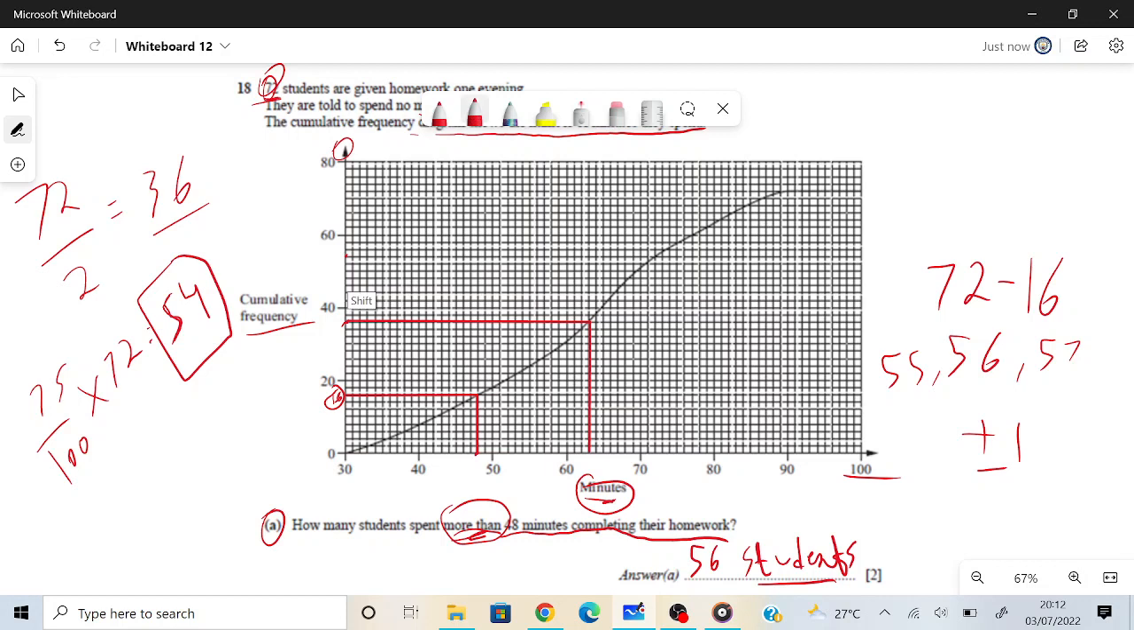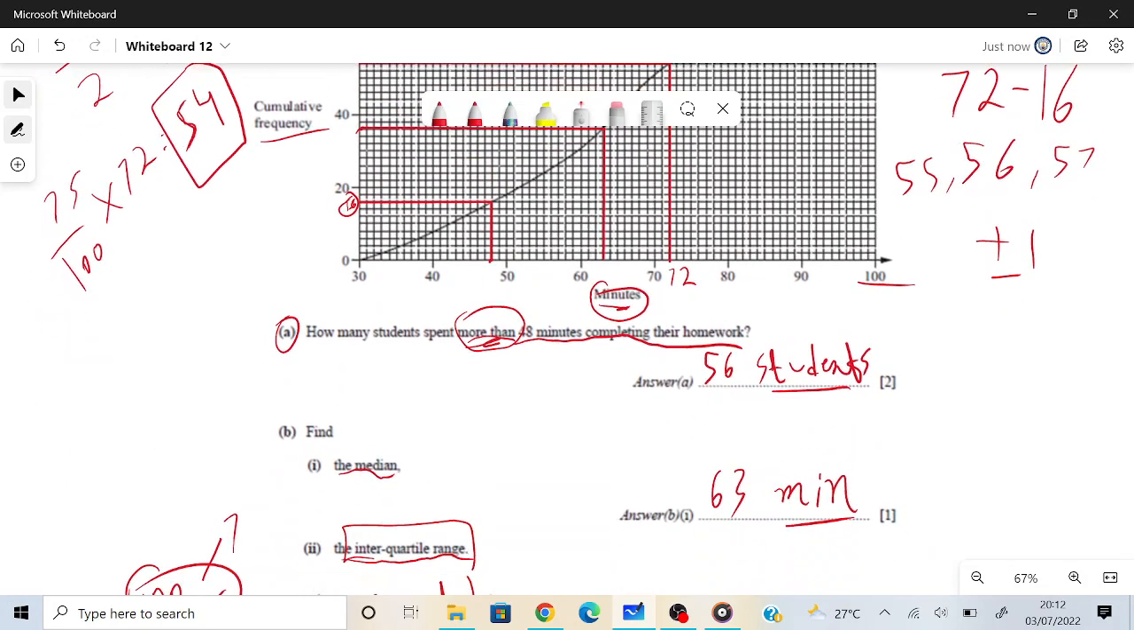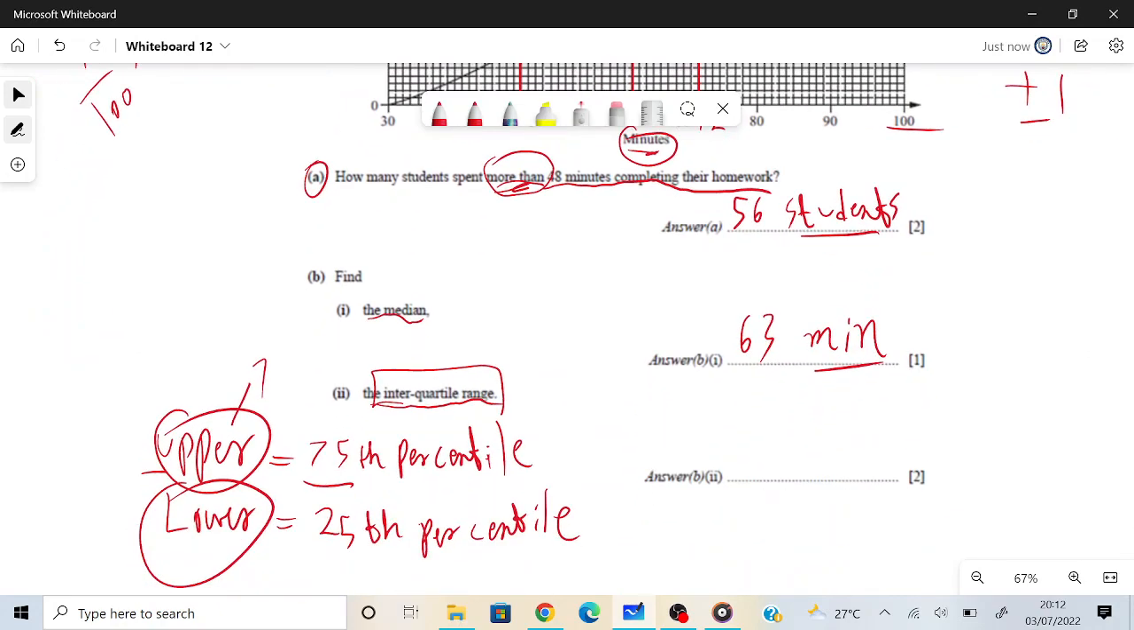So trace it to the curve or the graph where it intercepts the graph, and then trace it back down towards the minutes axis, about somewhere there. This is pretty much 72. Now we have the upper quartile, we now need to find the lower quartile, that's the 25th percentile.